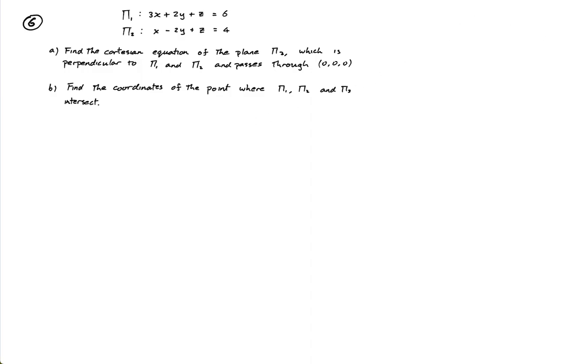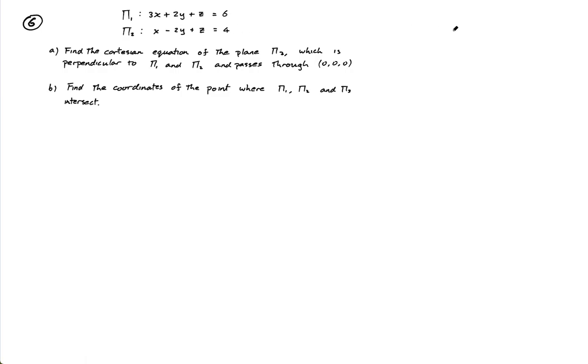Okay, so for question 6, we're given the equations of two planes, pi 1 and pi 2. It says find the Cartesian equation of another plane, pi 3, which is perpendicular to these two and passes through the point 0, 0, 0.